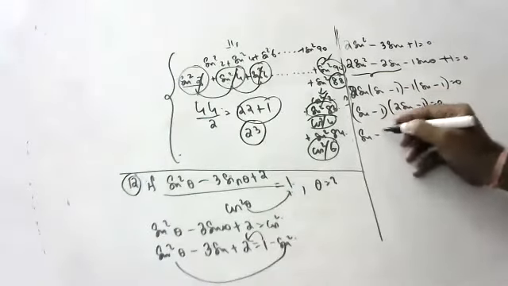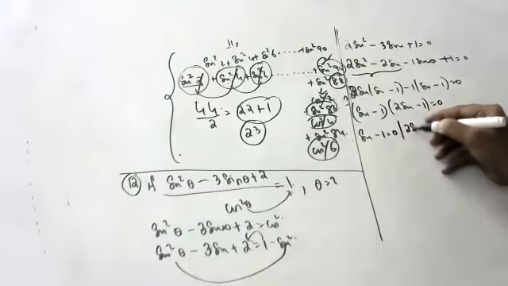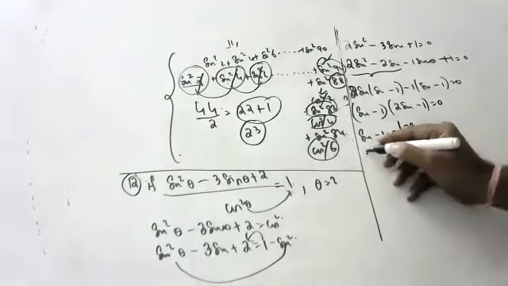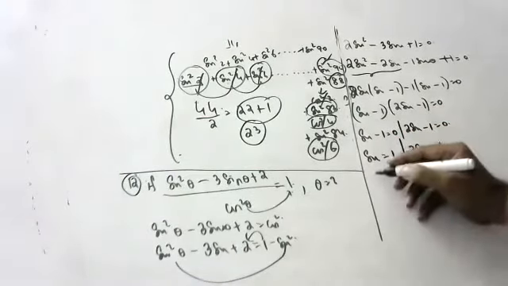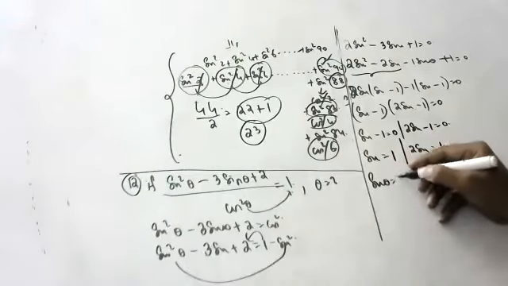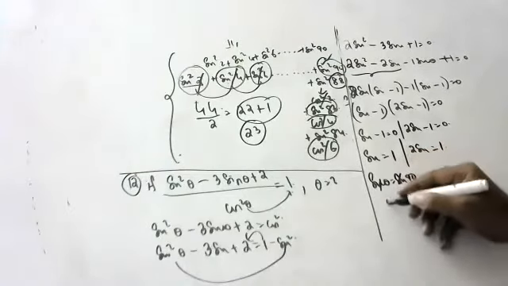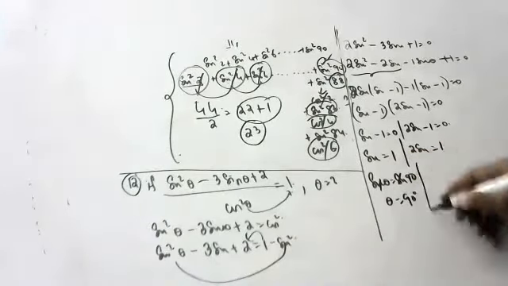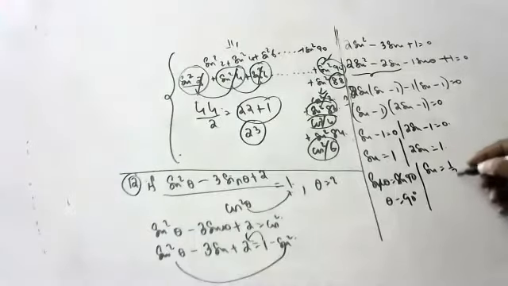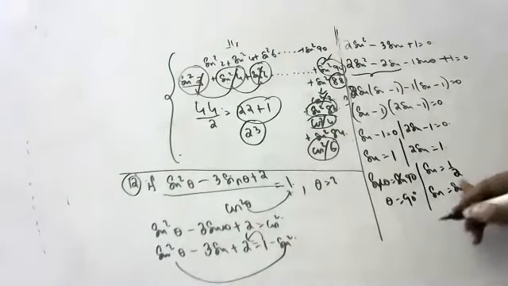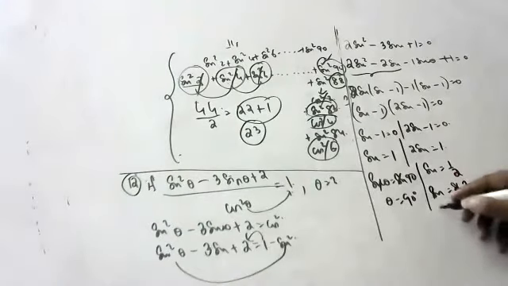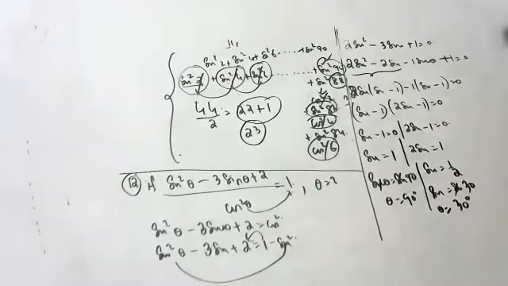Sin theta is equal to 1, or 2 sin theta is equal to 1. Sin theta is equal to 1 by 2. For sin theta equal to 1, theta is equal to 90 degrees. For sin theta equal to 1 by 2, is theta 45? No, 30. Theta is equal to 30 degrees. Like that you have to do.